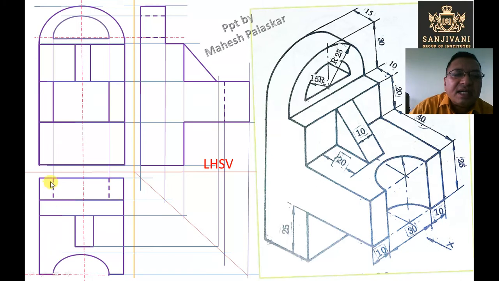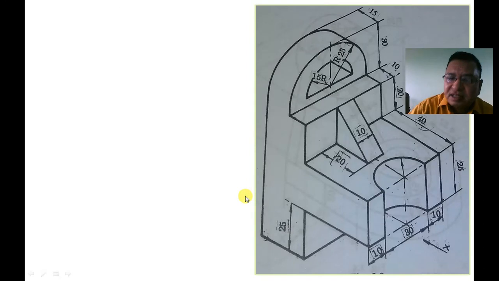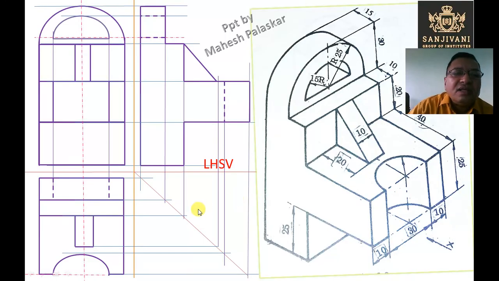This is also a similar hidden edge. So that is shown by a dashed line, and the dashed line is only from here to here, because the width of the semicircular slot is only 15 mm and it lies in this portion only. Therefore these dashed lines are drawn only in this portion, right? So thus this particular top view is completed. So all the views are completed.